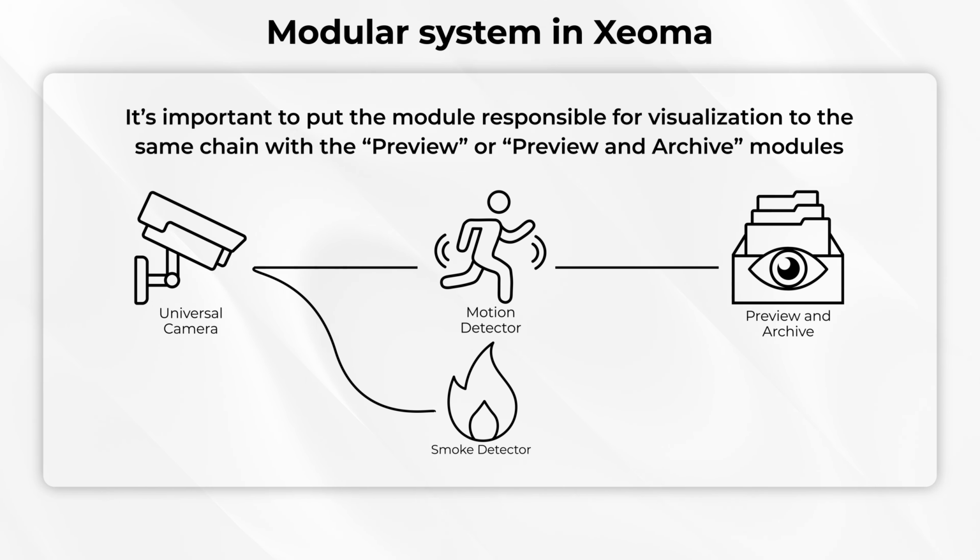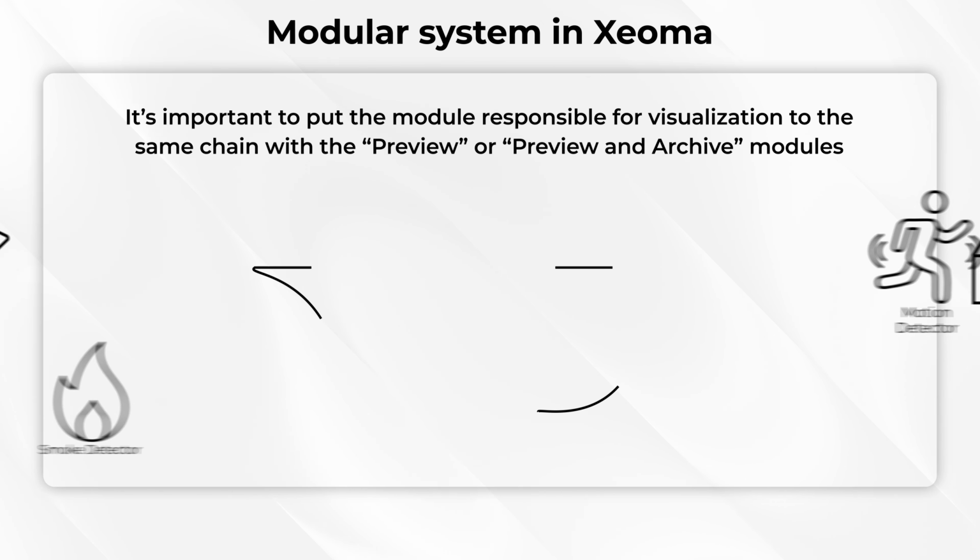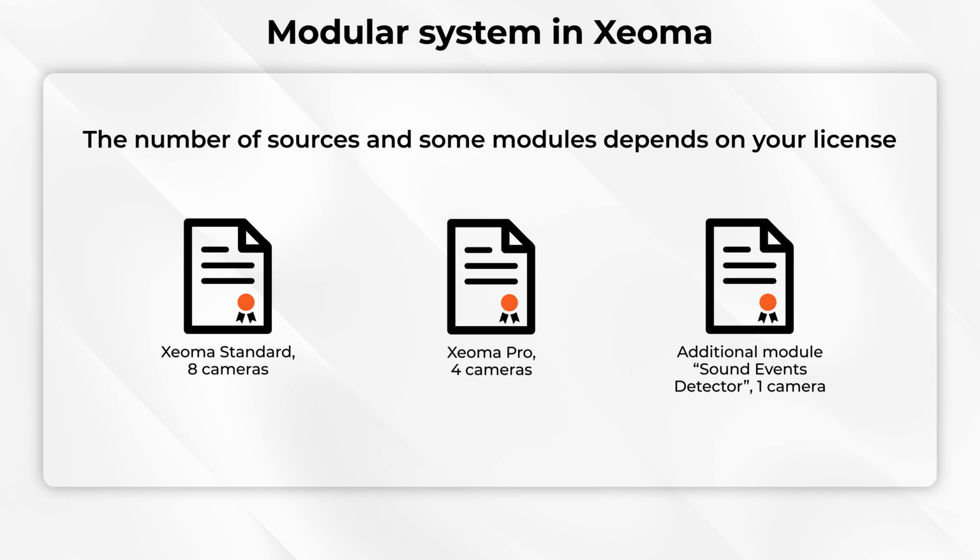For visualization to appear in the video, the module responsible for visualization, for example motion detector or face recognition, must be in the same chain with a preview or preview and archive module. The number of available sources and some advanced features depends on your license.